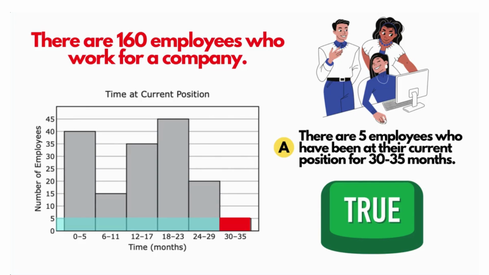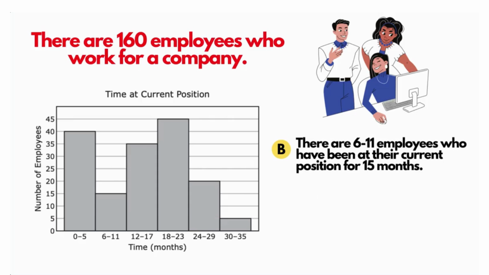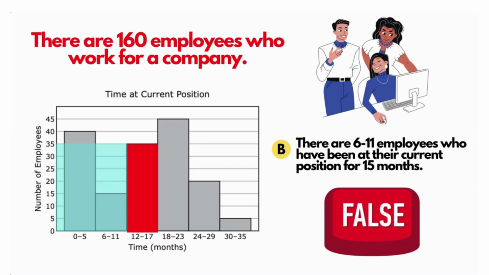Let's go through the other answer choices to make sure we're not missing anything. So B, there are 6 to 11 employees who have been at their current position for 15 months. Let's do this again. We'll find 15. 15 lies between 12 and 17. So let's highlight that bar and go across just like we did before to make sure that we see the right number of employees. So it looks like 35. It says there are 6 to 11 employees that have been at their current position for 15 months. We see on our work that it says 35, so that one is false.